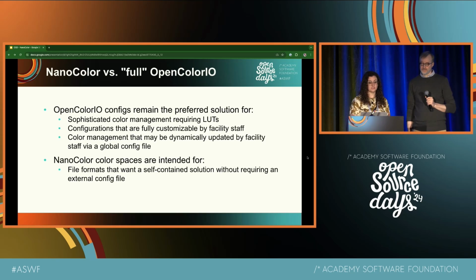So NanoColor versus full OpenColorIO. OCIO configs remain the preferred solution for sophisticated color management requiring lookup tables, fully customizable configurations by staff at your studios, and dynamically updated configs. NanoColor color spaces are intended for file formats that need to be self-contained and portable and universally defined.